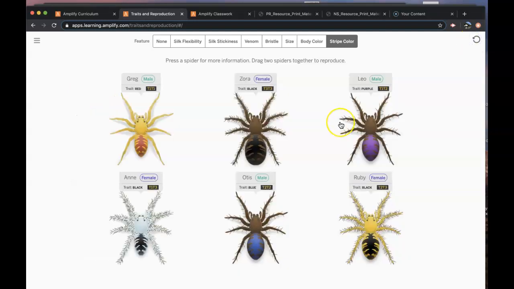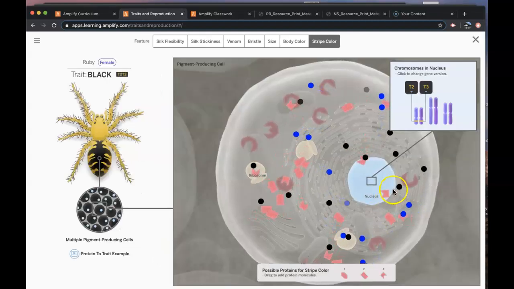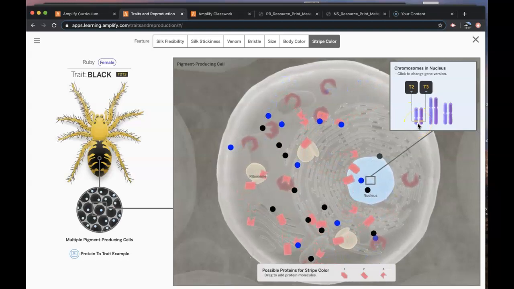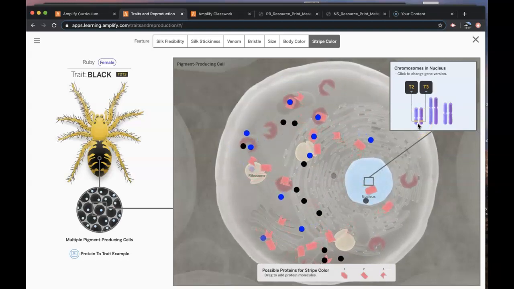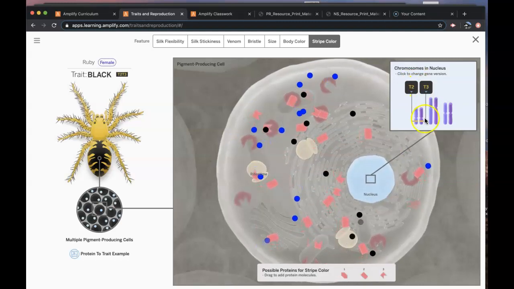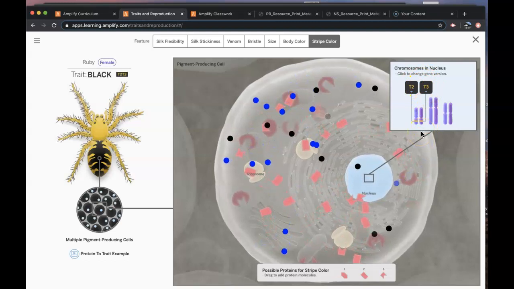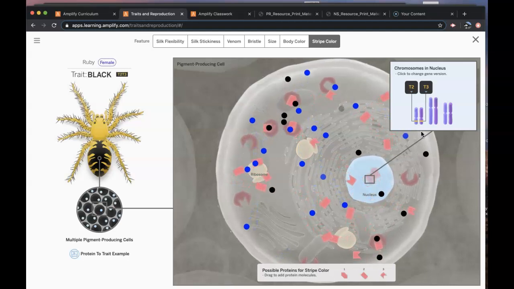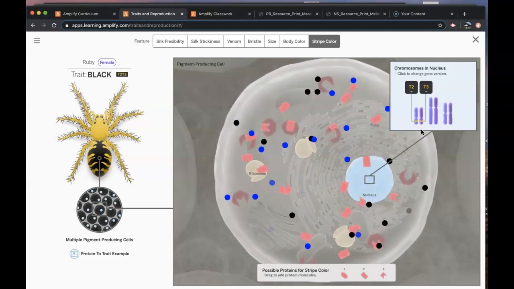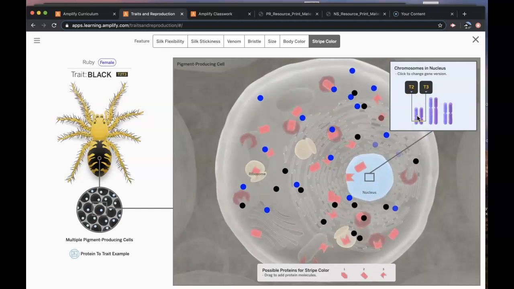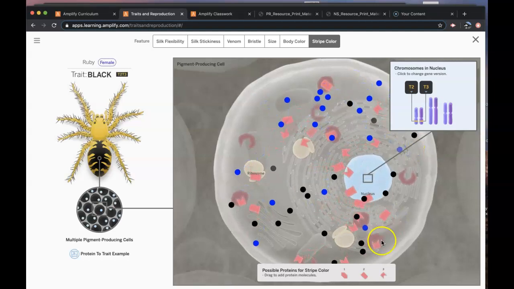So now I'm going to look at Ruby, and if we look on her chromosomes, she also has 2 copies of the gene for stripe color, but her copies are not the same. She has 2 different versions. She has T2 and T3. Different versions of a gene are also called alleles. Notice that she has one version of the gene that is the same as Otis. The T2 gene gives the cells instructions to make the protein molecule that leads to blue pigment.